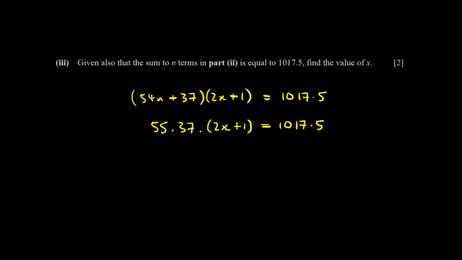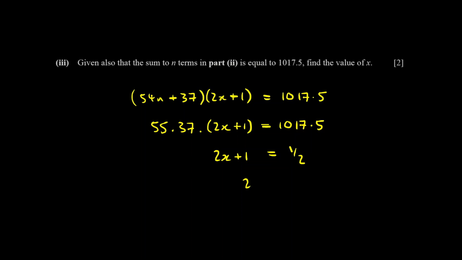1017.5. Well, then let's just multiply that out. I'm going to do 55 times by 37. So 55 times by 37 is equal to 2035. And so if I divide both sides by 2035, I'm going to get 2x plus 1 is equal to 1017.5 divided by that, and that's equal to a half. Now, that's a nice answer, isn't it? So I think we can probably assume that we're on the right track.